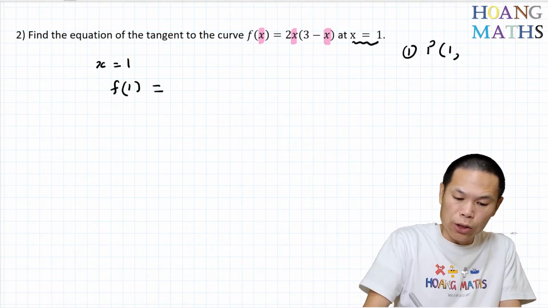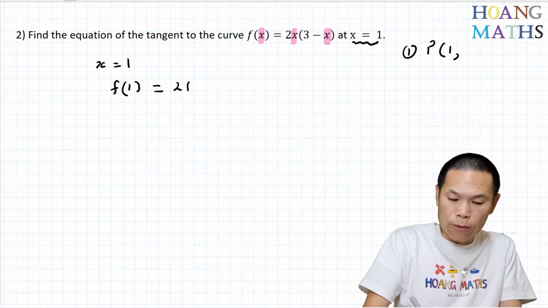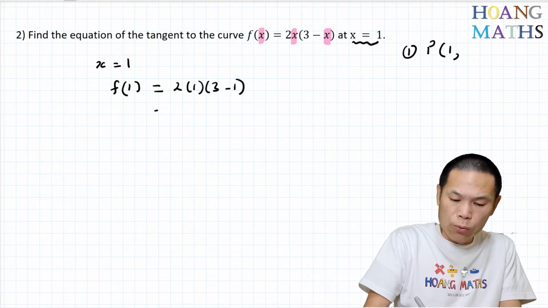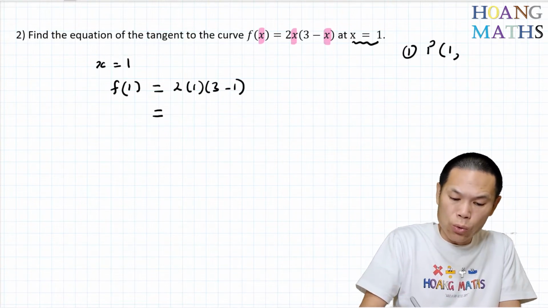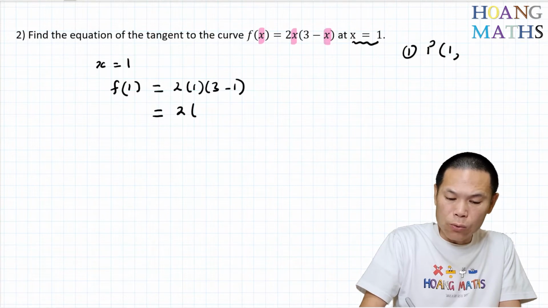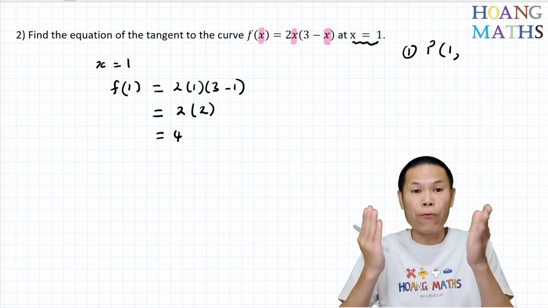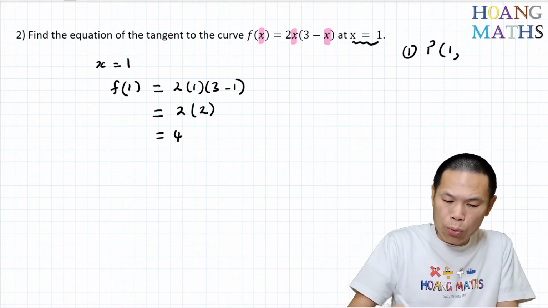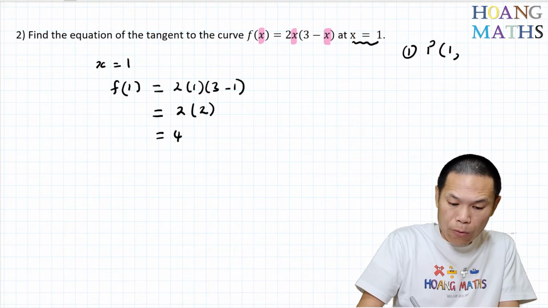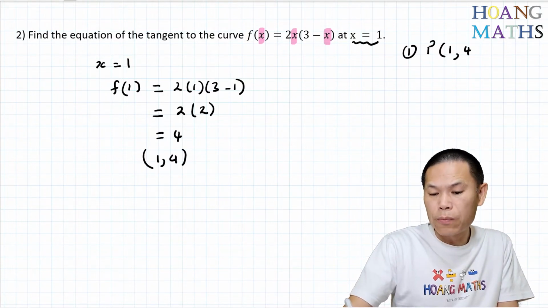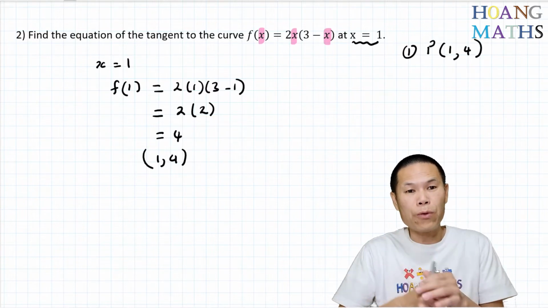So now I just go 2 lots of 1 and then 3 minus 1. So this will give me 2 times 1 is 2 and then 3 minus 1 is 2. So that will give me 4. Otherwise, you can just put that on a calculator and you should get 4. So therefore, the point is (1, 4). So let me just write it on here. So that is step number 1. We find the point, right?